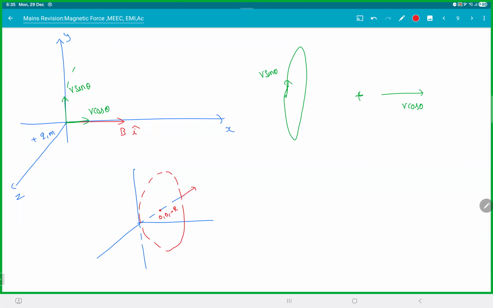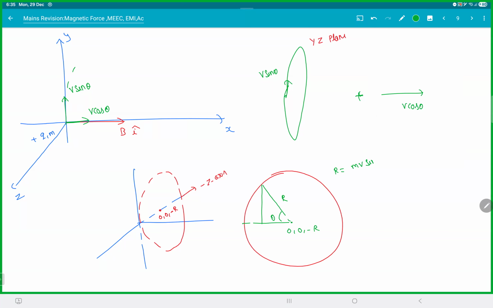So this is 0, 0, minus r. At any instant here, this is theta. This is your radius, where r is equal to m v sin theta by qB. And the time period will be 2 pi m by qB. You want pitch. Pitch is nothing but the horizontal velocity v cos theta into the time period. So pitch is simply the distance between the two threadings, or that horizontal distance traveled in one time period of revolution.